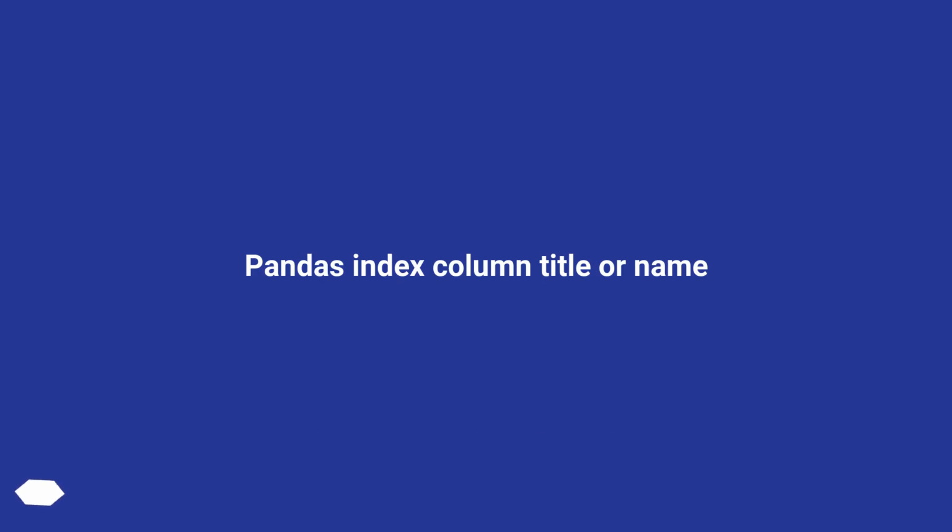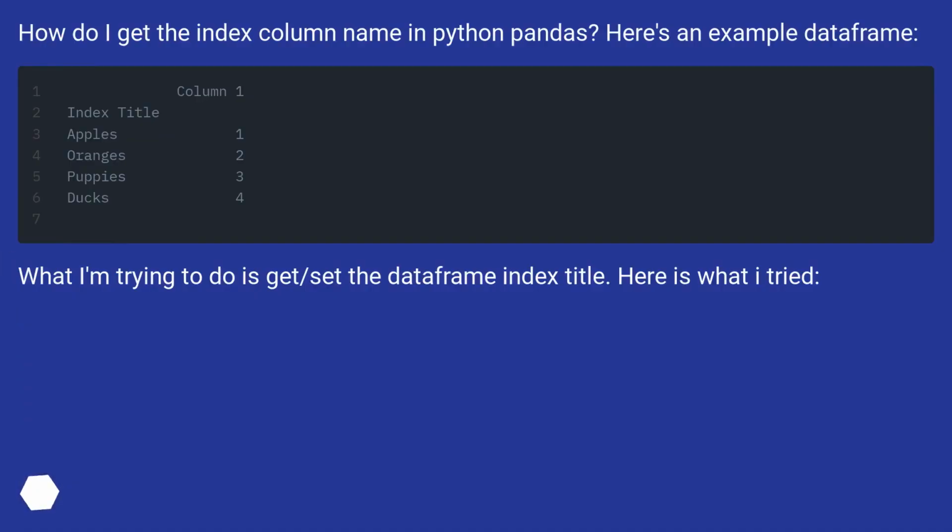Pandas index column title or name. How do I get the index column name in Python Pandas? Here's an example data frame.